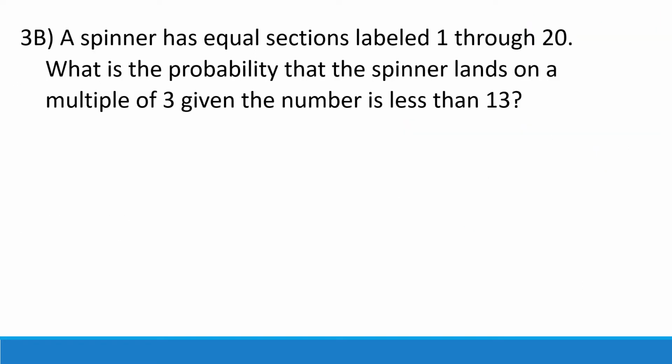Okay, so then the next one, a spinner has equal sections labeled 1 through 20. What is the probability that the spinner lands on a multiple of 3 given the number is less than 13? So the number being less than 13 is our A, multiple of 3 is our B. Our probability for the first one is both a multiple of 3 and less than 13. So you can write down the numbers if you want. 2, 3, 4, 5, 6, 7, 8, 9, 10.